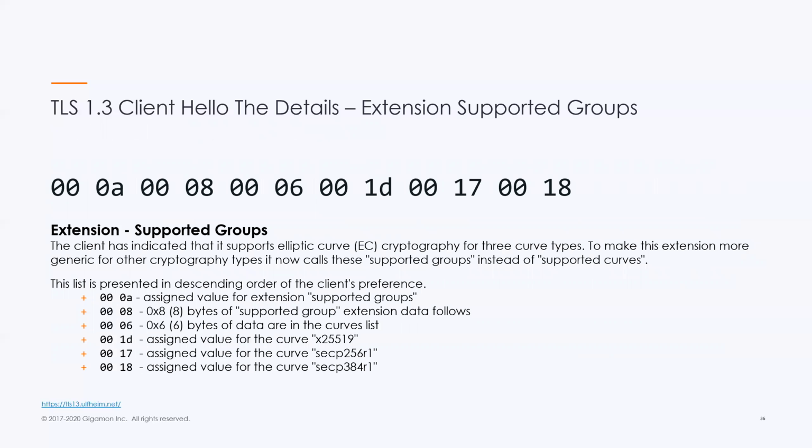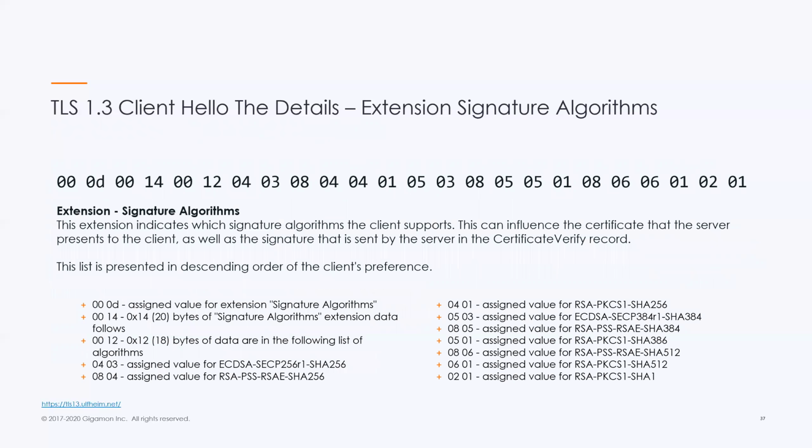And then supported groups. The client has indicated that it supports elliptic curve cryptography. And then here's an example, 1D 17 18, so it supports X25519, etc. The signature algorithms, this is another extension. You can read the list here, but for example, 401 is assigned the value of RSA public key PKCS1, SHA-256.